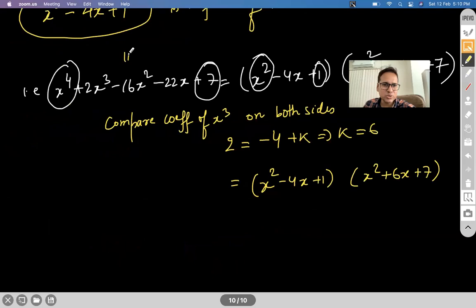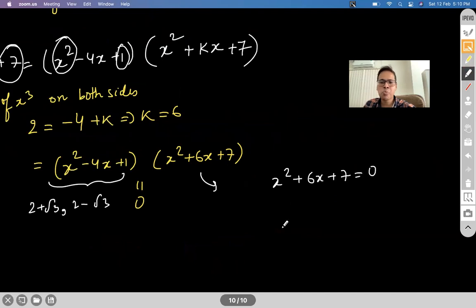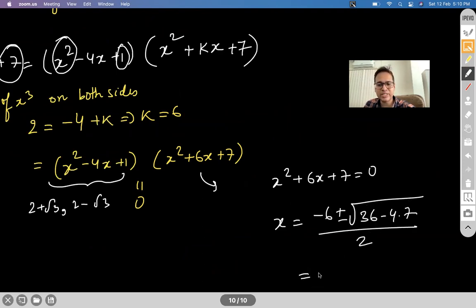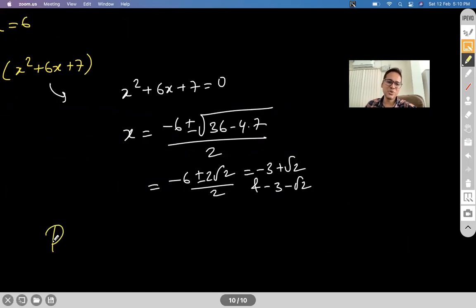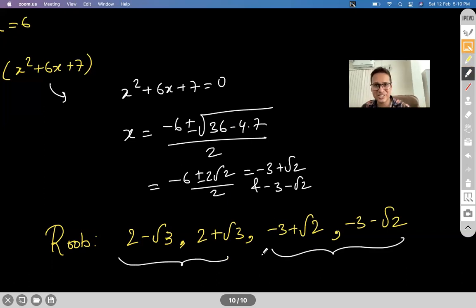So when you're equating this to zero, it means you're equating this to zero. And this is already equated to zero and we got 2 plus root 3 and 2 minus root 3. So now equate this other factor to zero and get the other two roots from there. You can use again your Sridhar Acharya formula, minus b plus minus root of b square minus 4ac by 2a, which is minus 6 plus minus 2 root 2 by 2, which is nothing but minus 3 plus root 2 and minus 3 minus root 2. So the four roots are as follows: 2 plus root 3, 2 minus root 3, minus 3 plus root 2 and minus 3 minus root 2. And as you can see, they are occurring in rationalization factors. These two are rationalizing each other and these two are rationalizing each other.